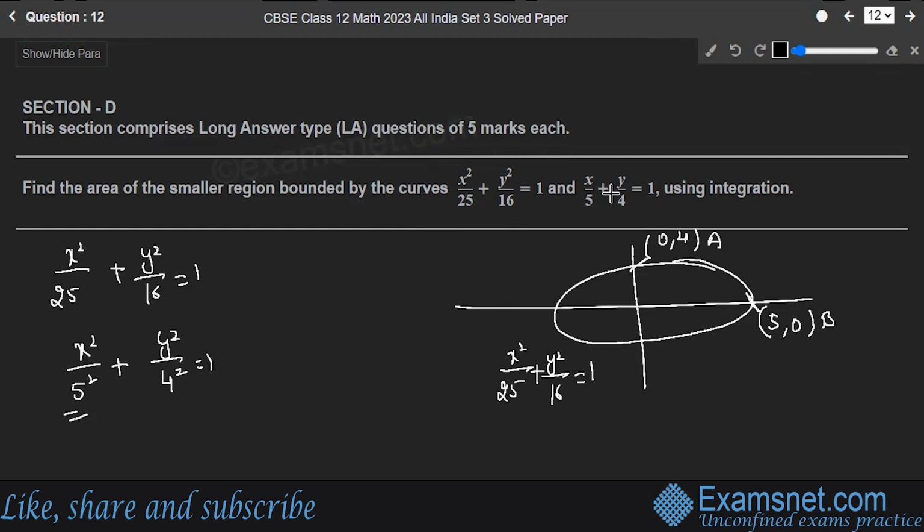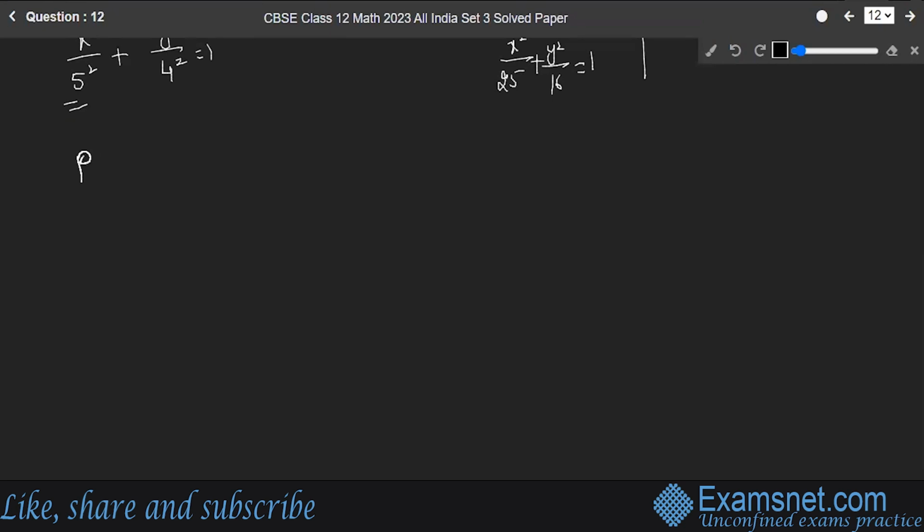Now, in this case, when I'm putting y is equal to 0, x will be equal to 5. So this is 1 point on the line. And when I'm putting x is equal to 0, y will be 4. So these are the 2 points of intersection of the line and the curve. You have to find the area of the smaller region. See, this is the bigger region and this is the smaller region, which is contained by that curve and the line.